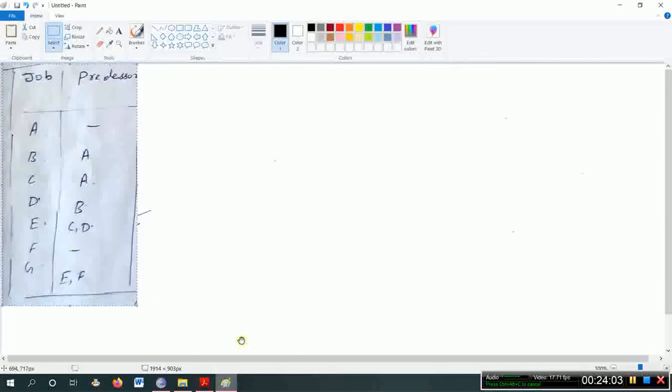Okay, so now this is the question. Job is nothing but activity: A, B, C, D, E, F, G, H. So the predecessors are these. Okay, so now let us start. You can see that for A there is no predecessor and for F there is no predecessor. It means that A starts initially without having any predecessor activity. So let us learn that.